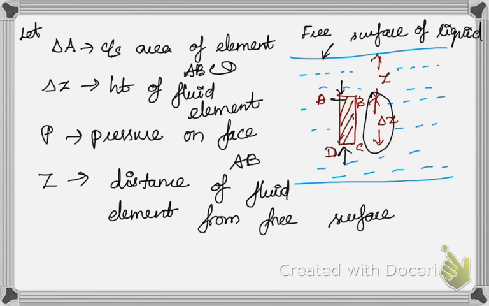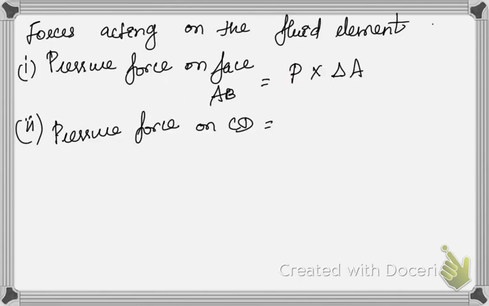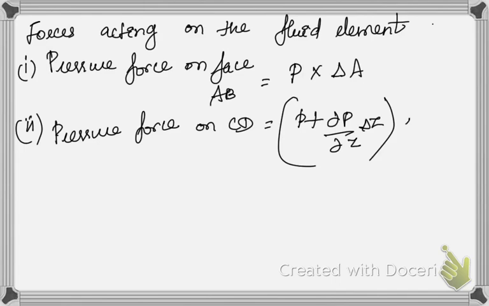So up to here the pressure is P. So when it comes to here, there will be a small increase in pressure. We are taking that small increase in pressure to be dou P by dou Z. So what happens is P plus dou P by dou Z into del Z into del A, and this force is acting in the downward direction, and the second force, that is the force on CD, will be acting in the upward direction. And the third one is the weight of the fluid element.